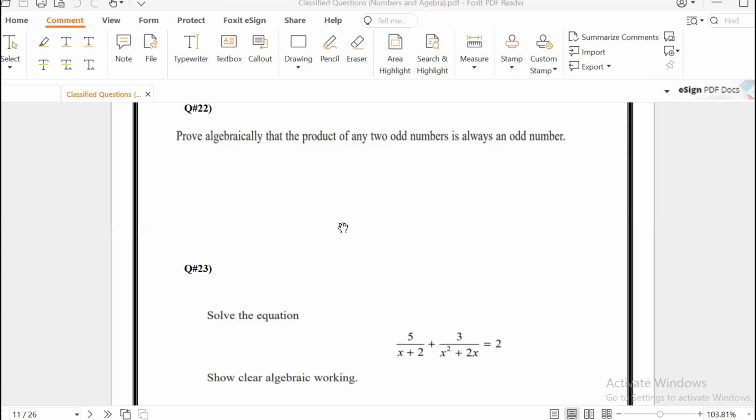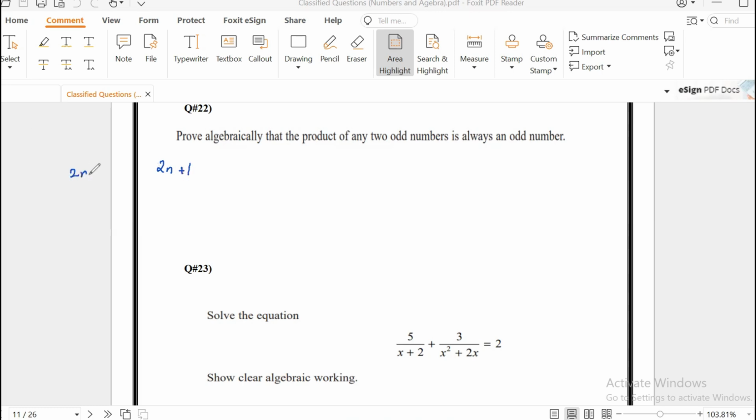Next question is 22, which is related to algebra. Prove algebraically that the product of any two odd numbers is always an odd number. So for this, we can suppose any two general odd numbers. For example, if we say 2n, so 2n represents an even number, okay? But once you say 2n plus 1, this becomes an odd number.